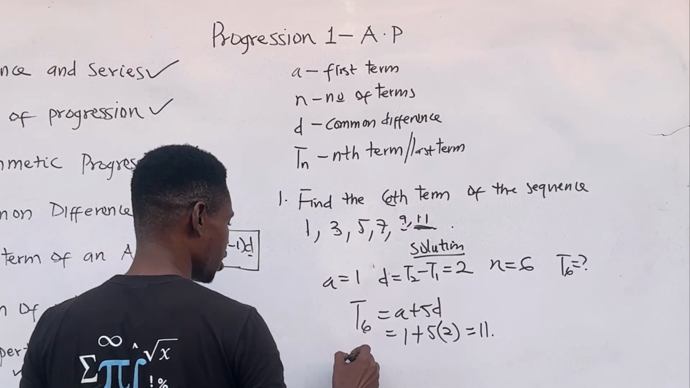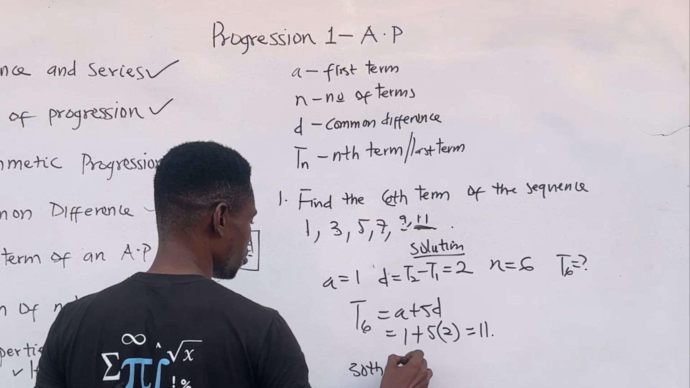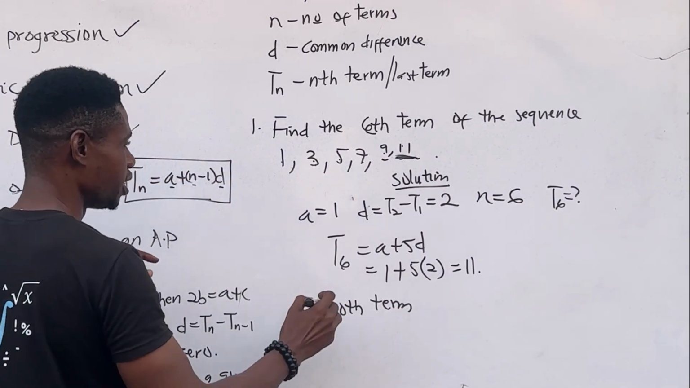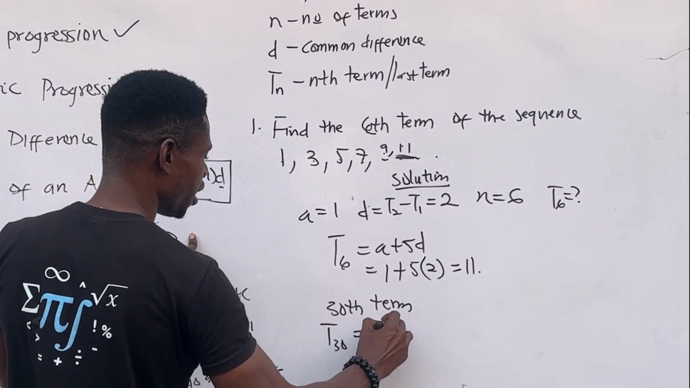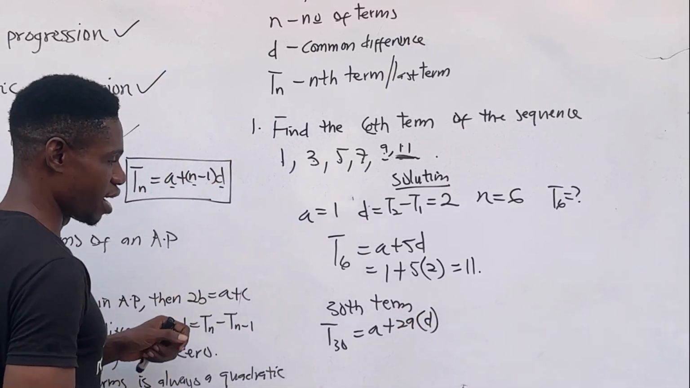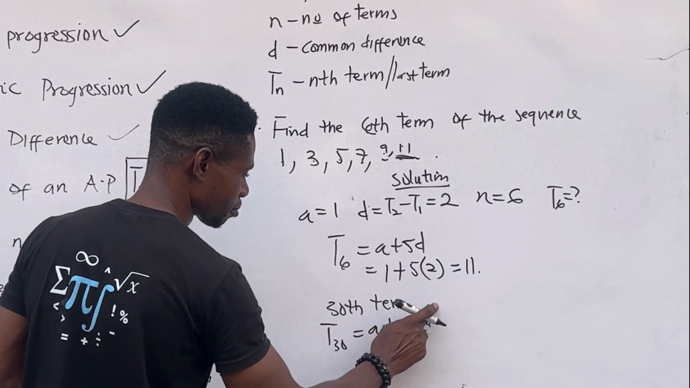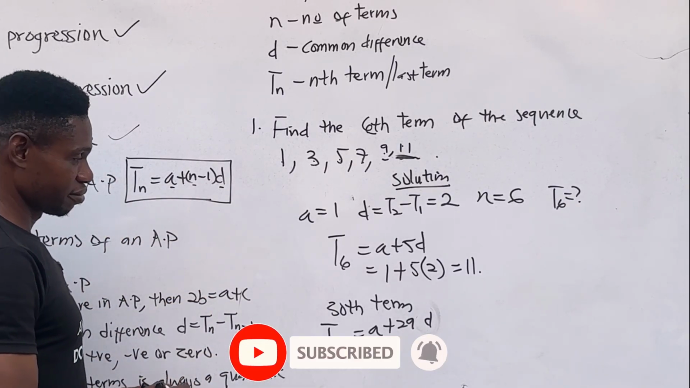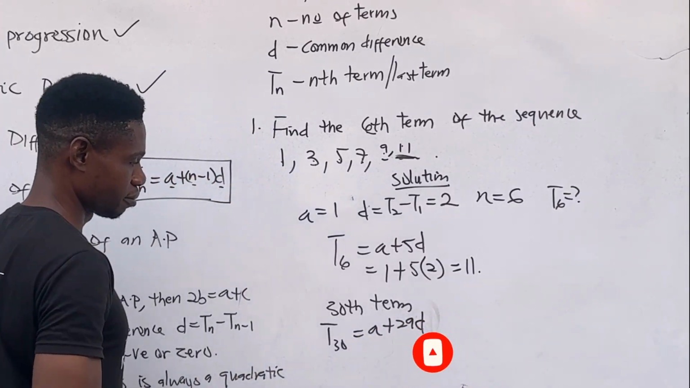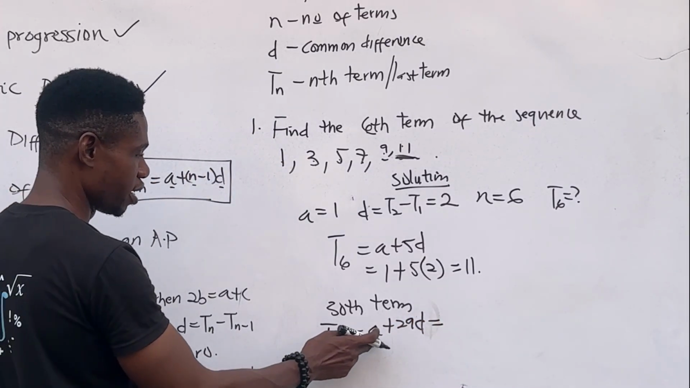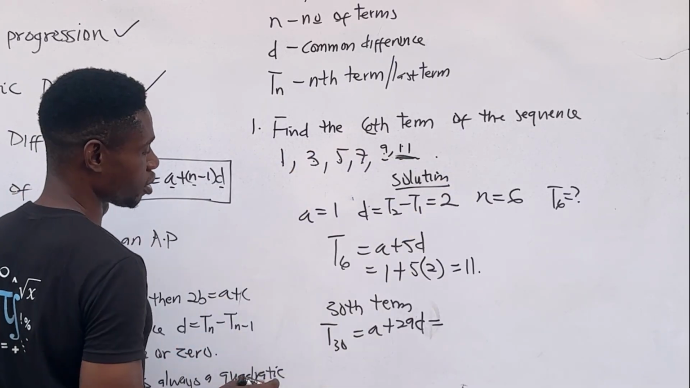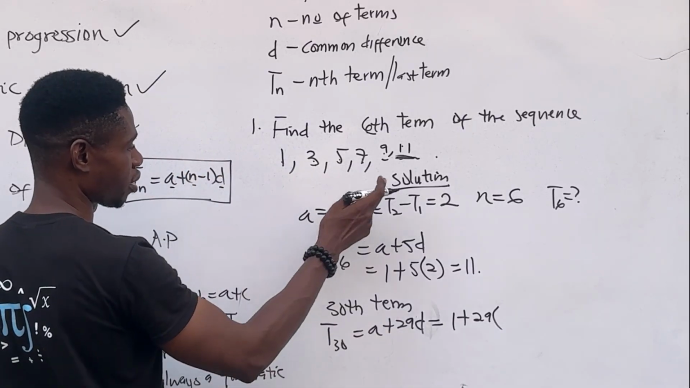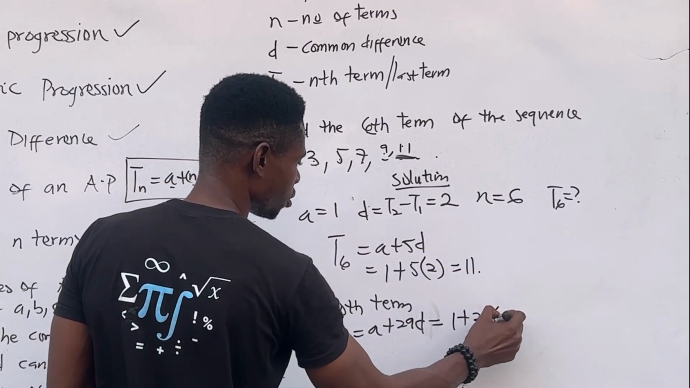But now, what about, let's say, the 30th term? Let's say find the 30th term. You can't just keep counting. So the 30th term, T30, will be A plus 29D, right? We don't even need this bracket. A plus 29D. It's clear enough, right? So what's our A? Since we're treating the same sequence, our A is T1, plus 29 multiplied by D. What's our common difference? It is 2.